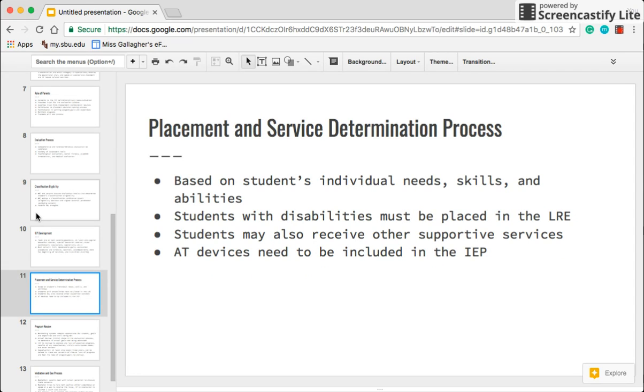And the next part talks about the placement and service determination process. So the placement is always based on the student's individual needs, skills, and abilities. That's very important because we have to focus on the student. The student with disability must be placed in the LRE, which is the least restrictive environment. Students may also receive other supportive services, like I mentioned before, OT, PT, speech, anything else. Also during this process, the student may receive AT devices, or assistive technology devices, and those need to be included in the IEP as well.